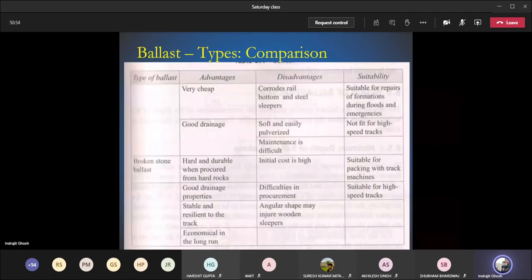There are some other points as well. So very cheap if it is available, good drainage, this is also fine, corrodes rail bottom and steel sleepers, soft and easily pulverized.